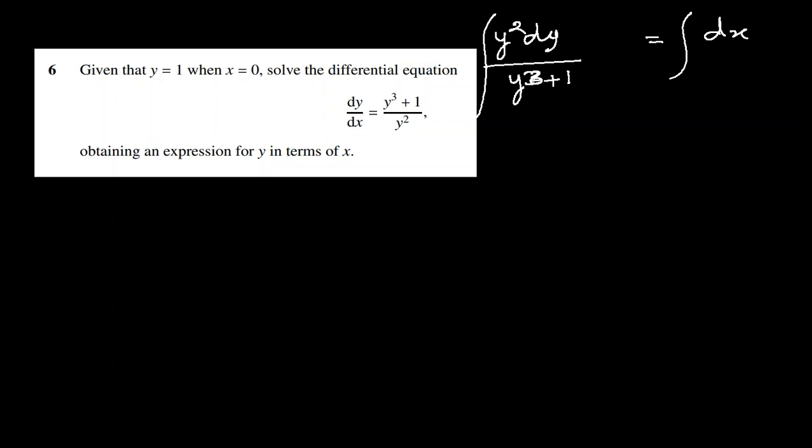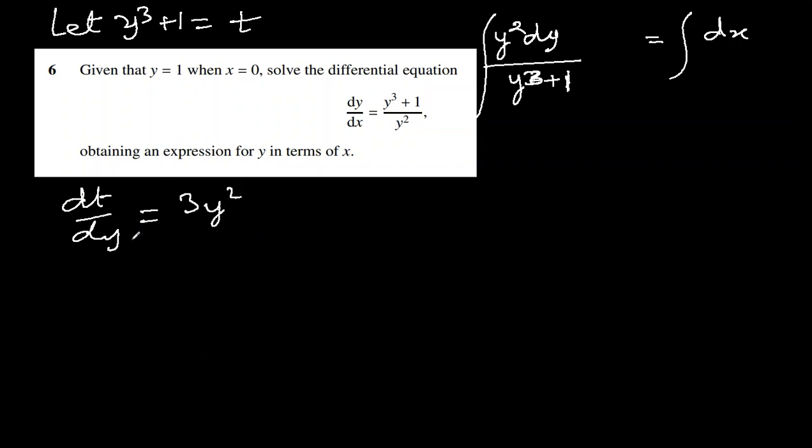Alright, if you see, here is y cube plus 1. So let y cube plus 1 equal to say t. Okay, so what will be dt over dy? That means differentiate this with respect to y, which will be 3y square. So can I say that dt is 3y square dy, again cross multiply, right?